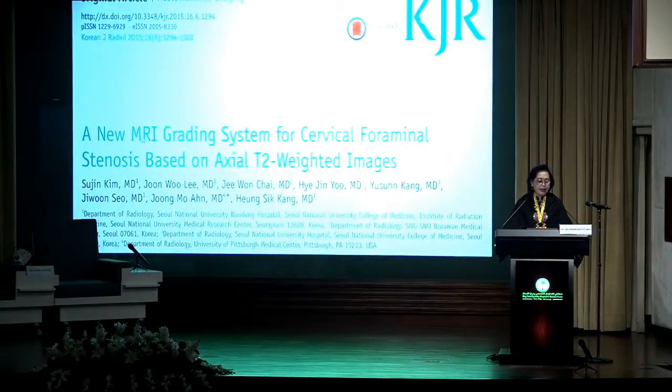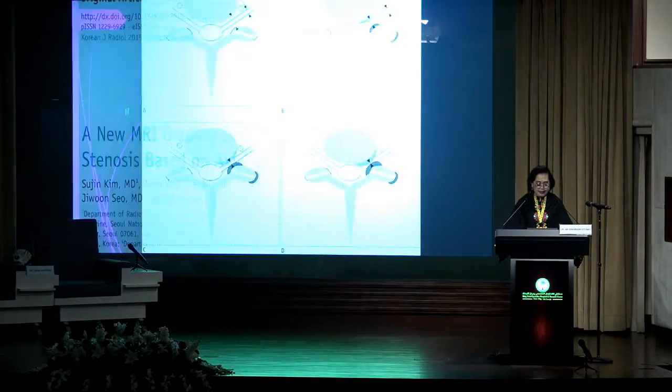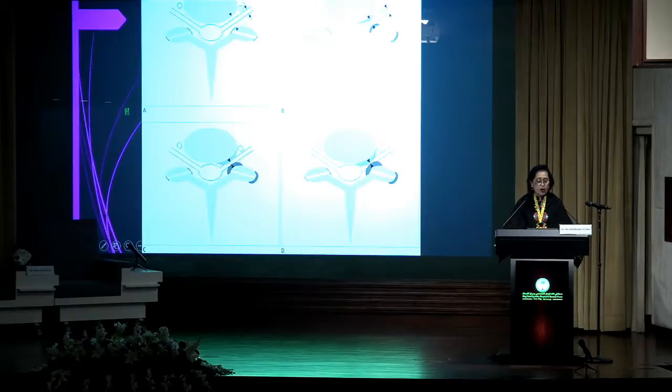So we can also see for the nerve root compression, a new MR grading system for cervical foraminal stenosis based on axial T2 weighted images. So what we see here, this is a normal nerve root, there is no compression. There is also still normal nerve root without compression, but this is a grade 1. There is a compression of the nerve root, but less than 50% when we compare to the nerve root that exits from the foraminal area. And this more than 50% compressed, this is a grade 2 nerve root compression.